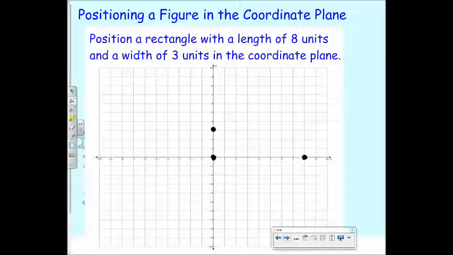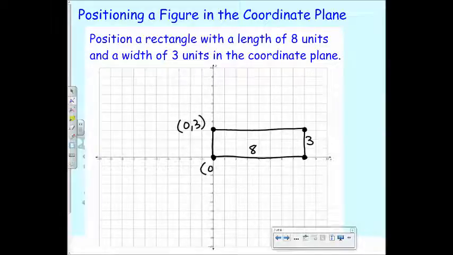All right, so this is a rectangle with a length of 8 units and a width of 3 units. So this coordinate again is 0, 3. This one is 0, 0. This one is 8, 0. And this one is 8, 3. What's the area of that rectangle? 24. How? Because 3 times 8 is 24.